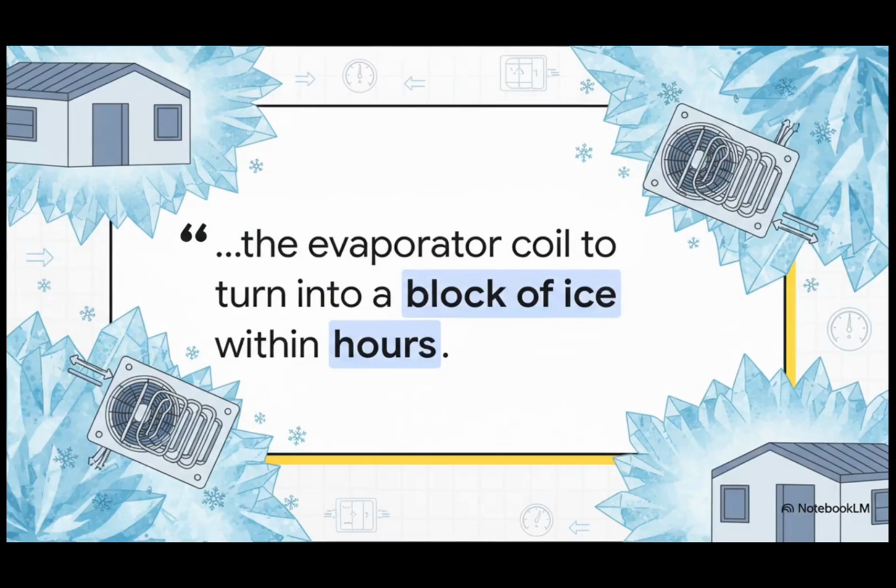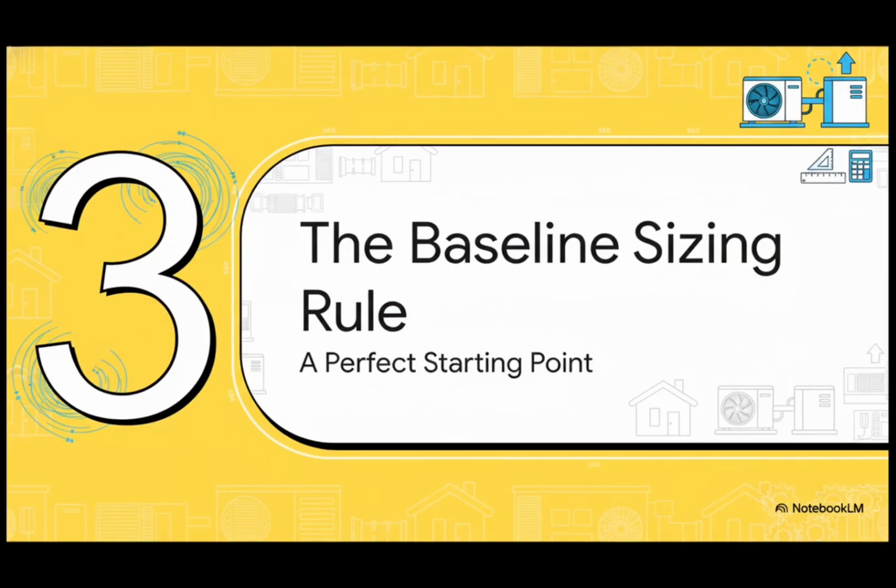And if you're wondering what happens when you get this wrong, well, this is it. We've seen it with our own eyes. Someone installs a standard unit, the airflow gets choked, and pretty soon that evaporator coil turns into a giant, solid block of ice. And just like that, your brand new system is toast. Okay, enough with the horror stories, right?